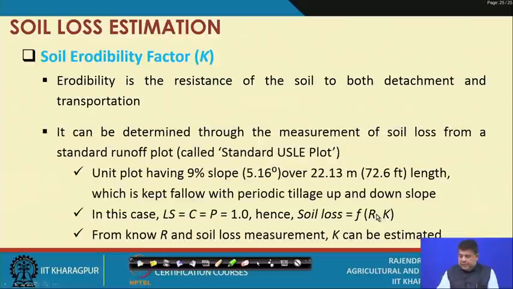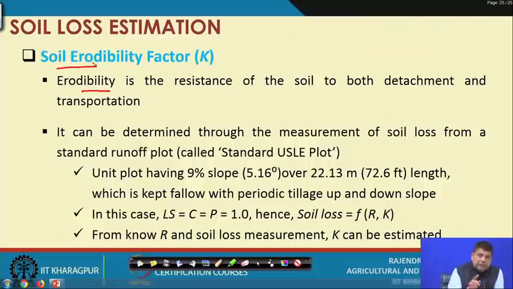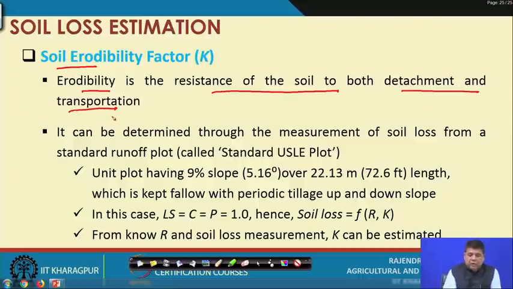Then the next term is soil erodibility factor K. We saw rainfall erosivity, and now we are seeing soil erodibility. So, remember, erosivity is the characteristic of the rainfall and erodibility is related to soil. Erodibility is the resistance of the soil to both detachment and transportation. So, if a particular soil can resist detachment and transportation, obviously the erosion will be less. So, that is the measure of erosion.